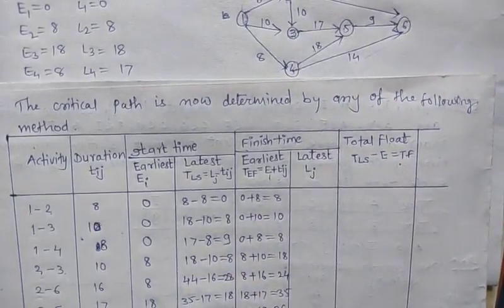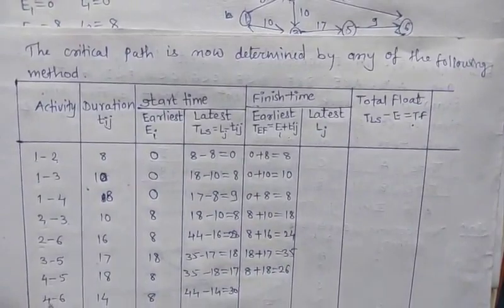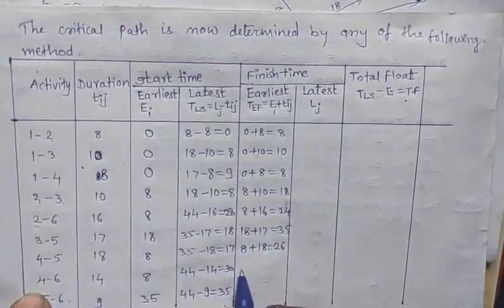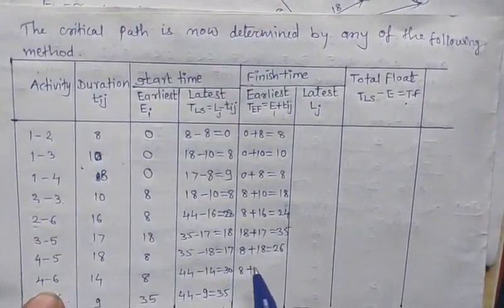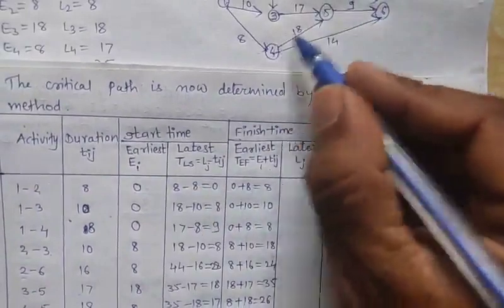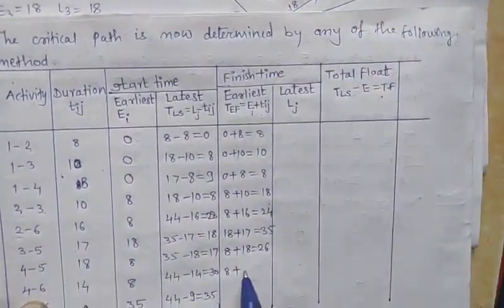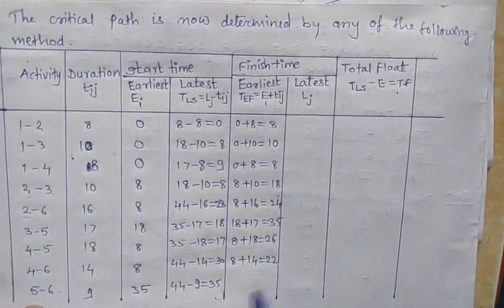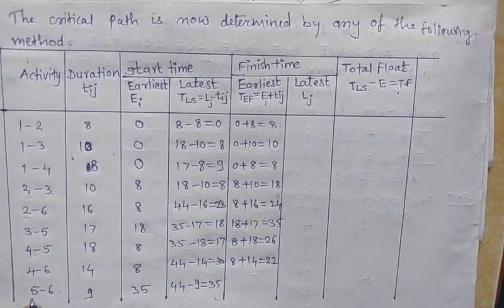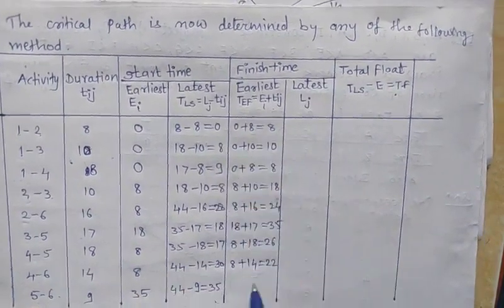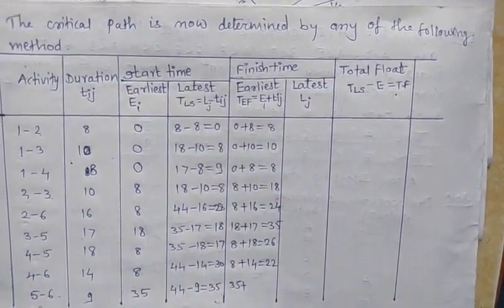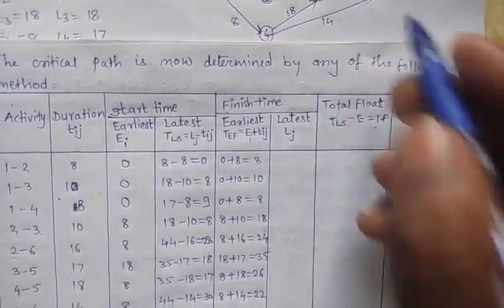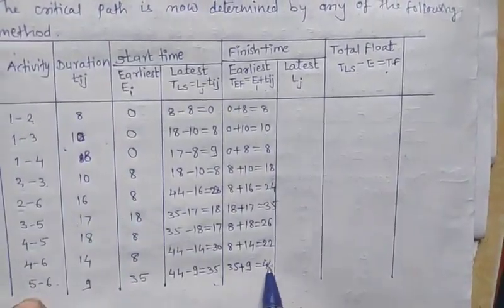Okay. Next E4. So what is value of E4? It is 8 plus T46 having distance 14. So 8 plus 14, which is equal to 22. And last E5 plus T56. So E5 has value 35 plus time distance 56. So 56 is 9, which is equal to 44.